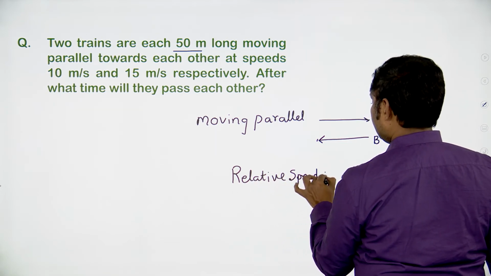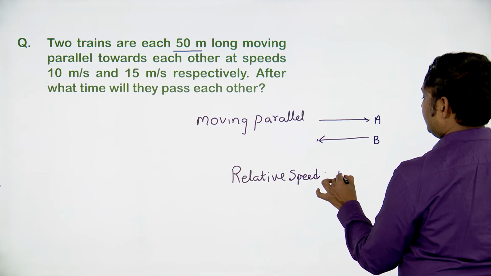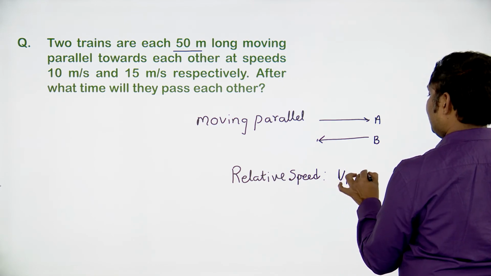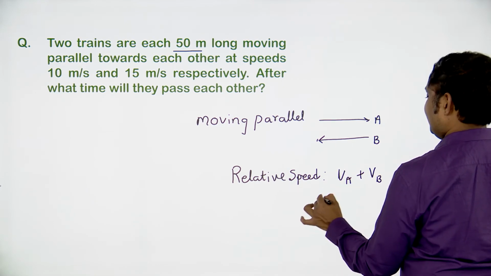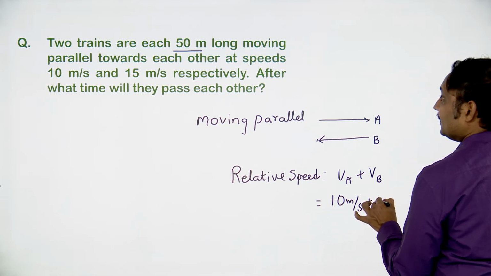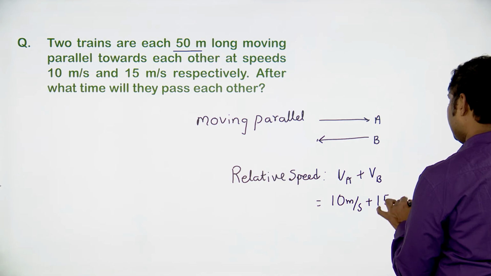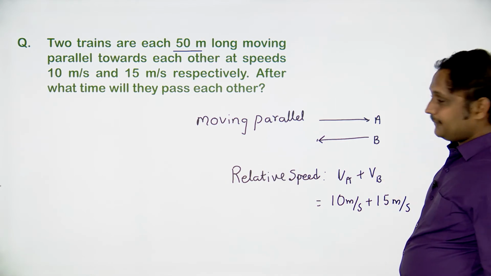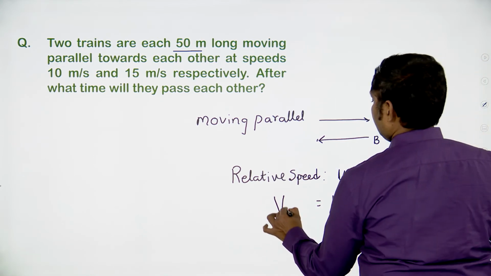We have to take that. That's going to be VA plus VB. It's very clear. That is going to be 10 meter per second plus 15 meter per second. It's very clear. We would like to go for that. Okay. It's going to be VR.